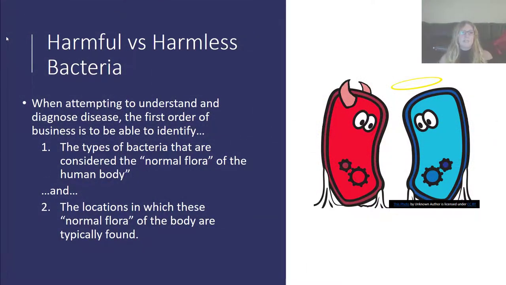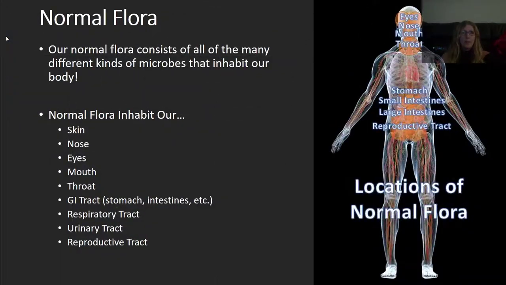So when attempting to understand and diagnose disease, the first order of business is to be able to identify the types of bacteria that are considered the normal flora of the body, and to understand the locations in which these normal flora of the body are typically found. So the normal flora consists of all the many different types and kinds of microbes that inhabit the body. So normal flora are going to inhabit our skin, nose, eyes, mouth, throat, the GI tract, respiratory tract, and the reproductive tract.